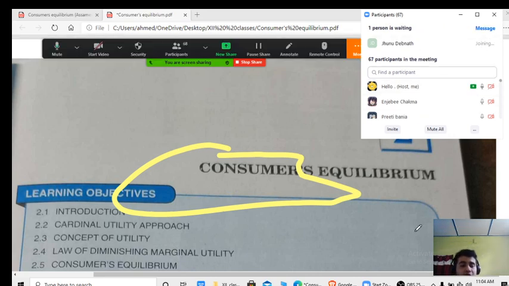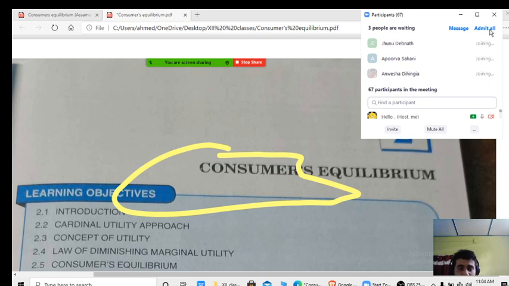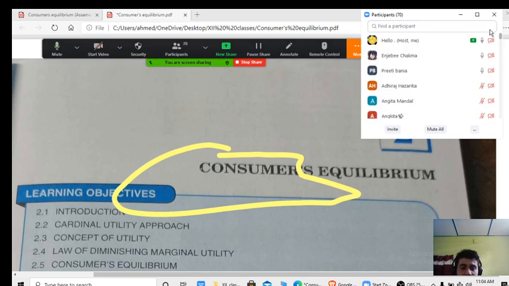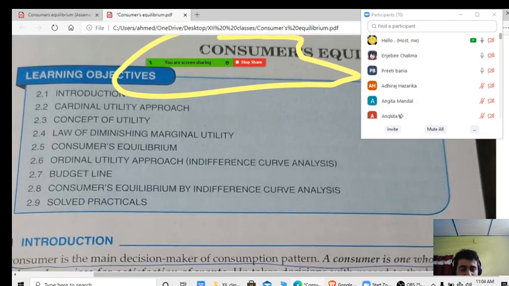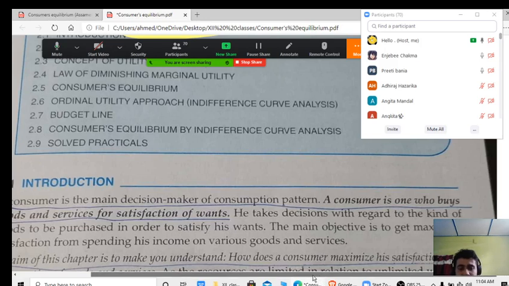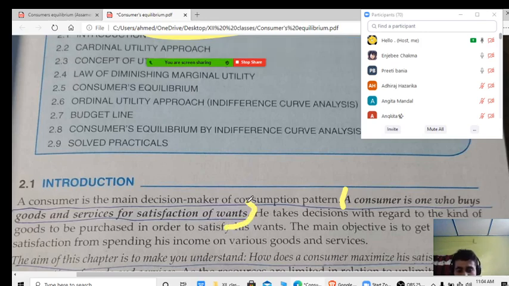So let's start. Who is a consumer? A consumer is a person or an entity who purchases goods and services for the sake of consumption. Or basically, we can say a consumer is a person or an entity who purchases goods and services for the sake of the satisfaction of wants. You can see this definition here: a consumer is a person who buys goods and services for the satisfaction of wants.